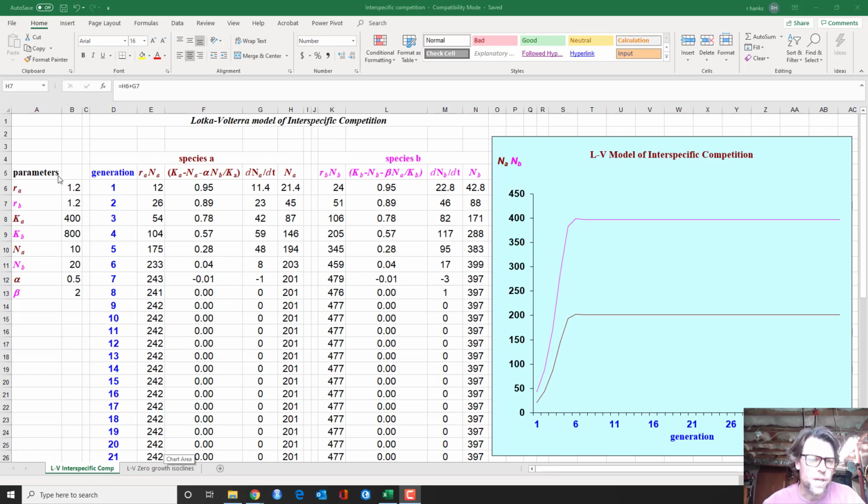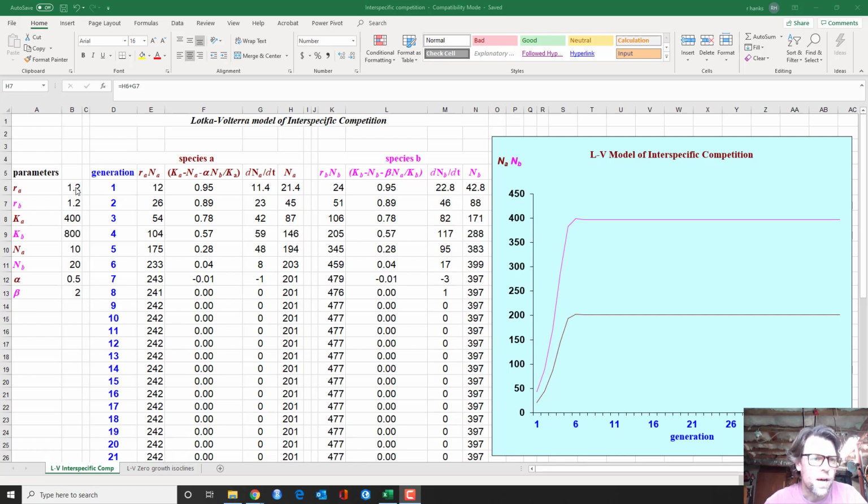But the parameters that I want to go over are R sub A and R sub B, the intrinsic rates of increase, and then Ka and Kb, the carrying capacities. Na and Nb are the original populations, and then alpha and beta in this model represent the competition coefficients. So how much of an advantage one species has in competition over the other, what effect one species has on the population of the other species.